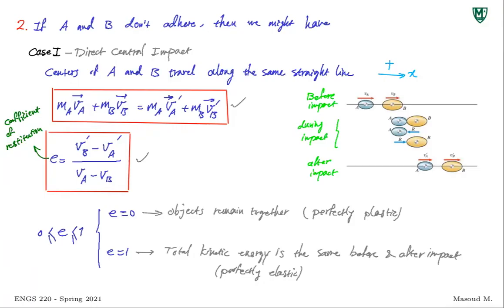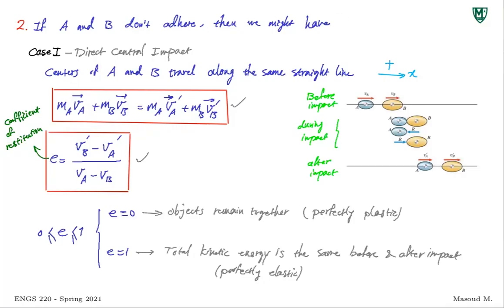Let's put it this way: if E is 0, you have a perfectly plastic impact, and if E is 1, you have a perfectly elastic impact, meaning that whatever the velocities before, the energy you have before and the energy you have after are the same. Nothing is lost if E is 1. But typically, for typical impacts, we are somewhere in between. All right, so that was direct central impact.